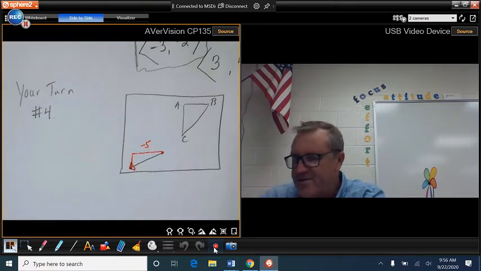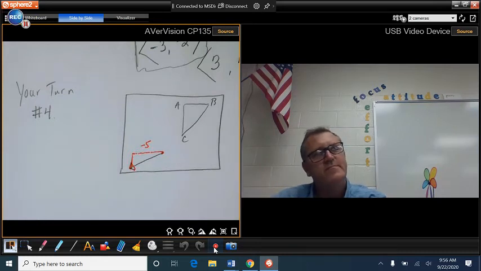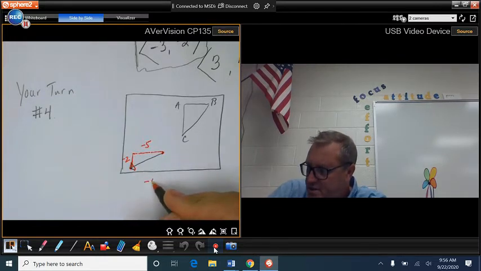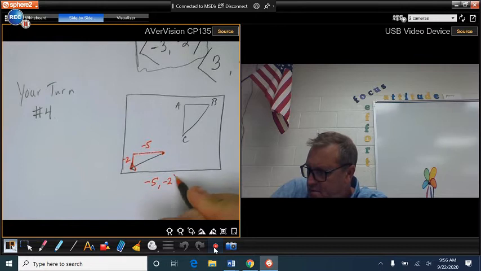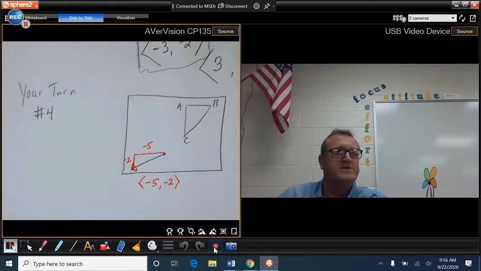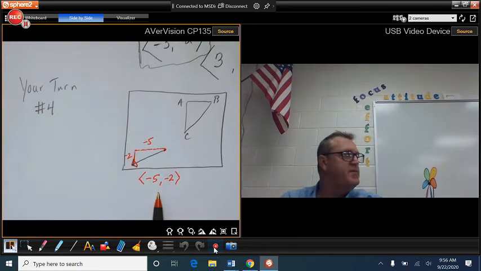How many units down does it go, Bo? Thank you. Everyone agree with that? So the vector notation, they don't ask for this, by the way. This is free. This is extra. The vector notation in this one would be negative 5, negative 2. Rainy, got it? That makes sense?